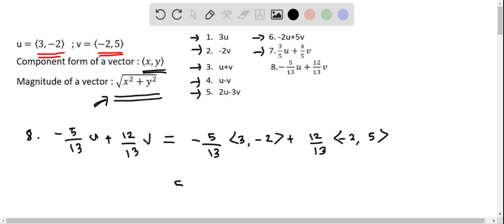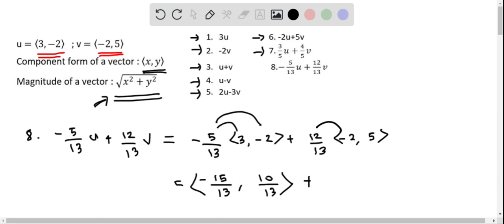So let's find the component form. I have to do the distribution of minus 5 by 13 with 3 comma minus 2. And when we do that, we get minus 15 by 13 comma 10 by 13. Minus 5 times minus 2 is positive 10, so this is basically 10 by 13. Similarly, we have to do the distribution of 12 by 13 with minus 2 and 5. And when we do that, we'll be getting minus 24 by 13 comma 12 times 5 is 60 by 13.